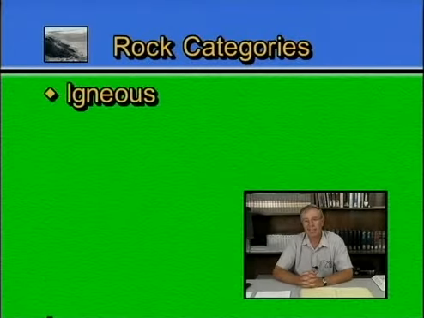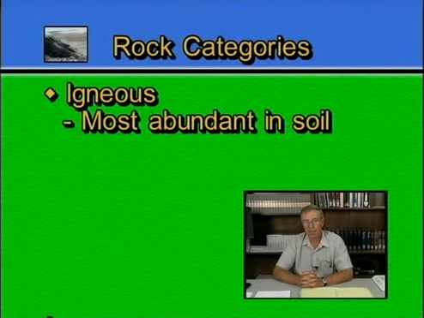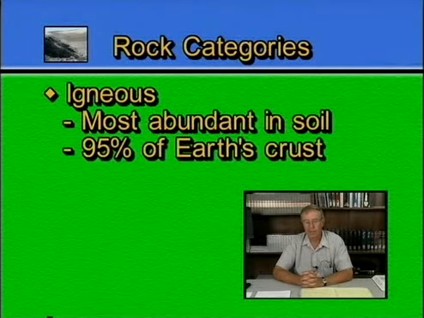The first category of rocks are called the igneous, I-G-N-E-O-U-S, igneous. Igneous rocks are by far the most abundant rocks that occur as a part of the mineral matter in the soil. It is estimated that originally up to 95% of the Earth's crust consisted of igneous type of rock formation.